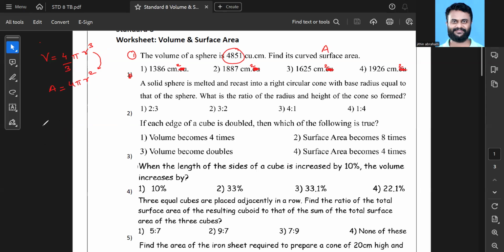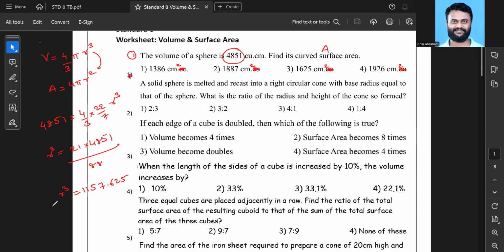Yep. So volume is how much? 4851 is equal to 4 by 3 multiplied by 22 by 7 multiplied by r cube. So that gives r cube is equal to 3 into 7 is 21 multiplied by 4851 divided by 4 into 22 is 88. That gives me r cube is equal to 1157.625. Now, with the help of this, r can be guessed.